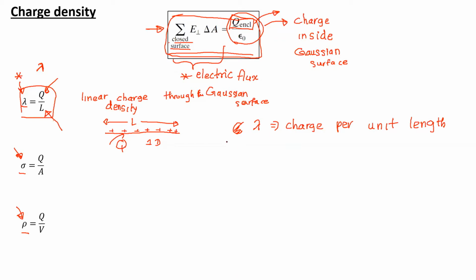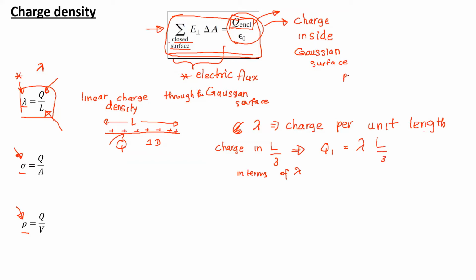Can you tell me the charge in L over 3 length, in terms of lambda? How can you calculate it? Let's say the charge is Q1 for now. We know the charge per unit length. So what is the charge in L over 3 length? Lambda times L over 3, right?